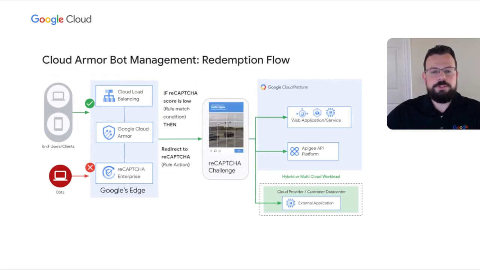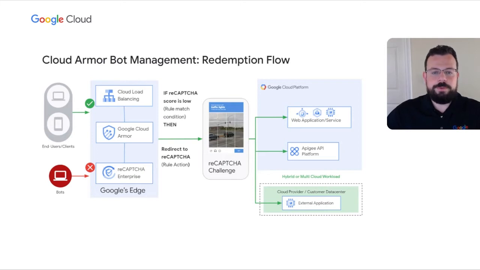Finally, both of these use cases can be combined in line to provide what we call the redemption flow, which gives a suspicious client the opportunity to redeem themselves before being blocked by Cloud Armor. In this case, a single Cloud Armor rule is created that first checks whether the silent reCAPTCHA assessment has determined that the incoming request is coming from a malicious bot. If not, the request is allowed through.